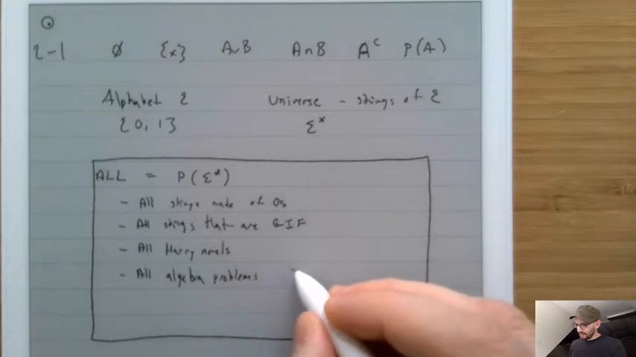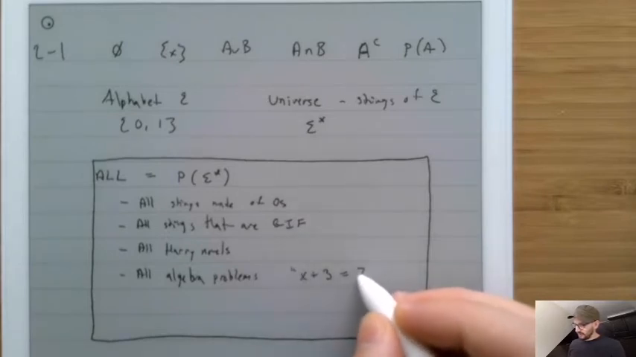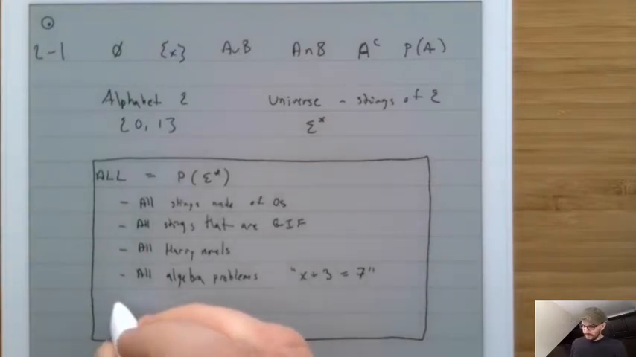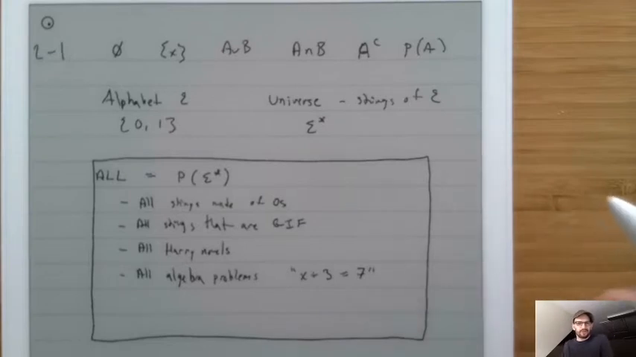Similarly, we could have one that was like all algebra problems. For example, it would have the string like x plus 3 equals 7. Okay, that would be an example algebra problem. Now, there's another way that we can think about this, and this would really be encoded as some sequence of bits. We're not really sure what it is, but whatever.